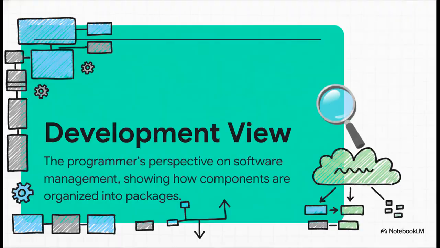Okay, now for the programmer side of things, we have the development view. This is all about managing the software itself. It shows how the code is broken down and organized into neat little packages and modules. This makes the whole code base way easier to navigate and maintain. You'll usually see package diagrams for this.